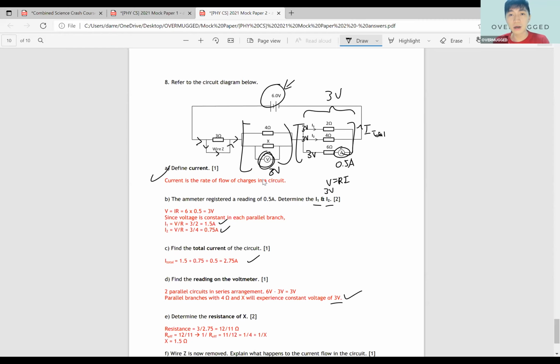Jeannie asks, do we memorize formulas so that we can rearrange them for electricity? There are a couple of formulas that you roughly need to know, which are what? Current equals charge over time. The famous one, V = IR. The underrated one is voltage equals energy over charge. There's also power equals voltage times current.